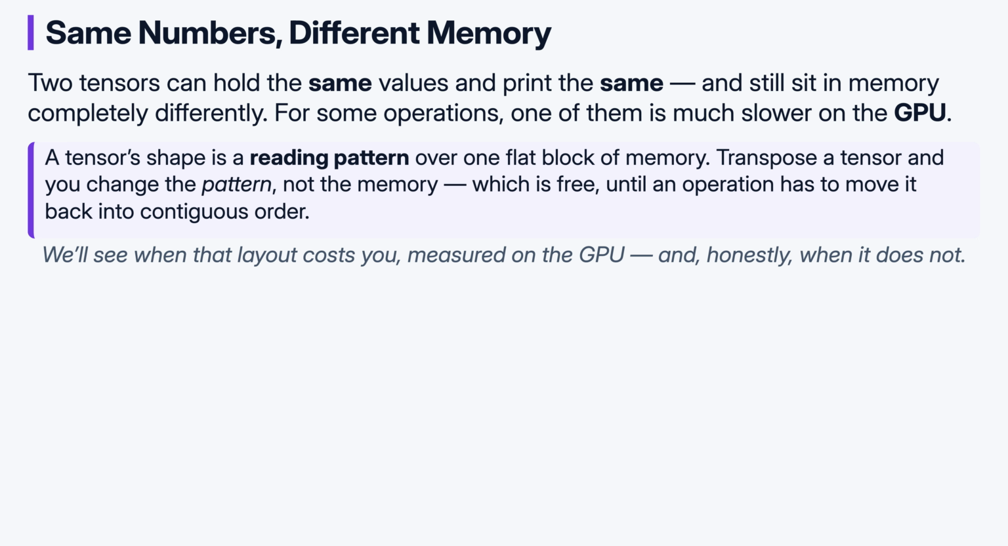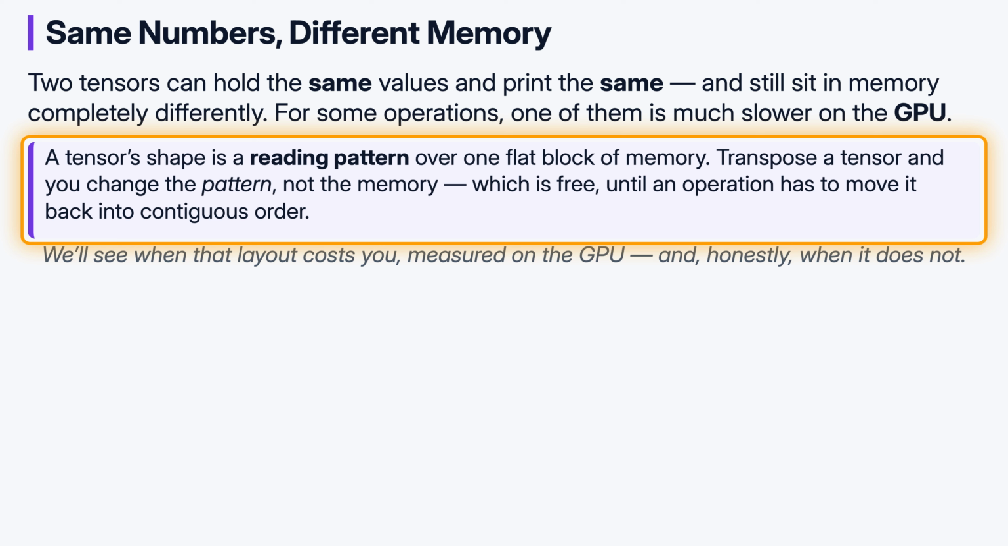Two tensors can hold the same numbers and print the same, yet they can be laid out differently in memory. For some operations, one of them is much slower on the GPU. A tensor's shape is a reading pattern over one flat block of memory. Transpose it and you change the pattern, not the memory. That is free, until an operation must move it back into order.